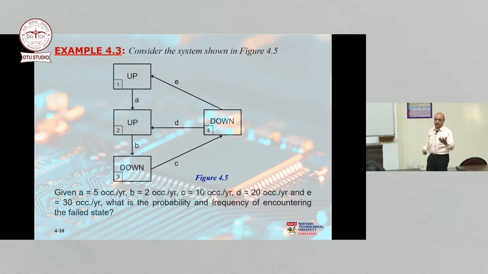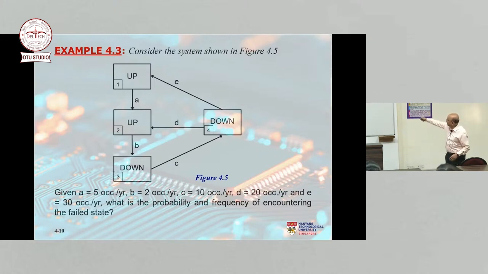Yeah. So that's the process, that's the way this particular system operates. You are given the transition rates A, B, C, D, and E. What is the probability and frequency of encountering the failed state?